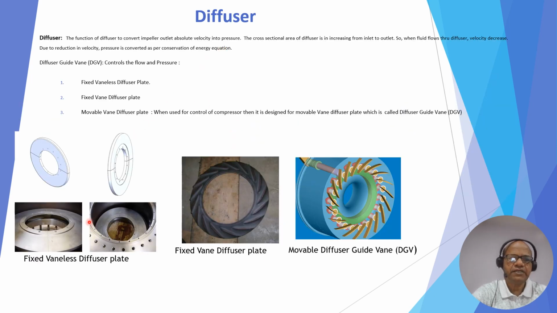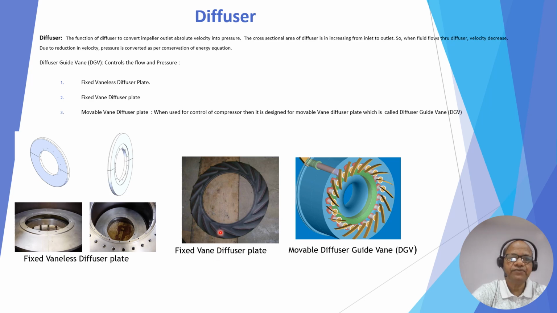Diffuser, as I said, is of increasing area to convert high velocity gas into pressure. The diffuser is installed downstream of the impeller. So the diffuser can be a fixed vaneless diffuser. This is a plate where there are no vanes on the diffuser. This is another view of this. This is a vaneless diffuser.